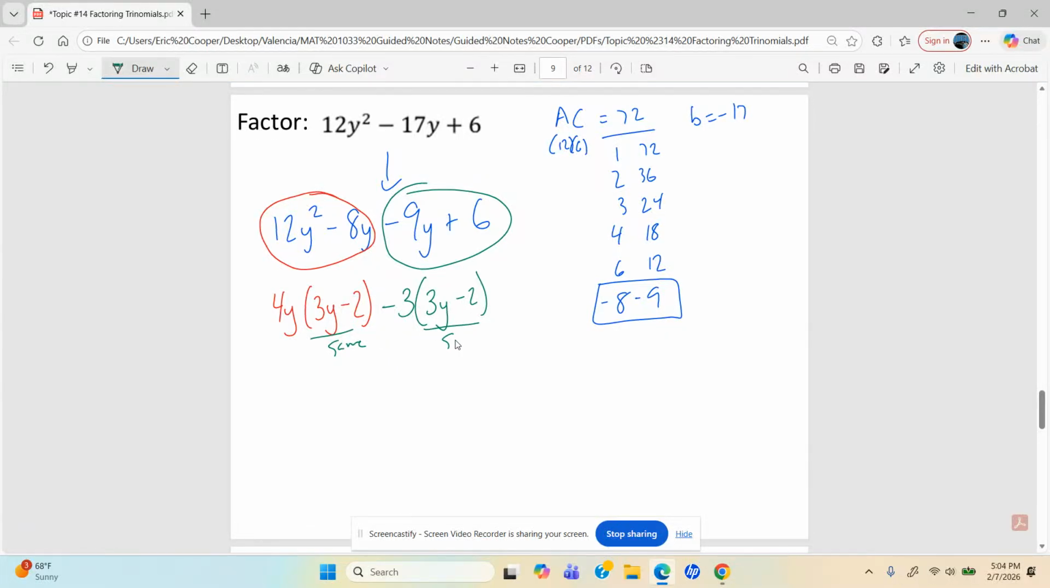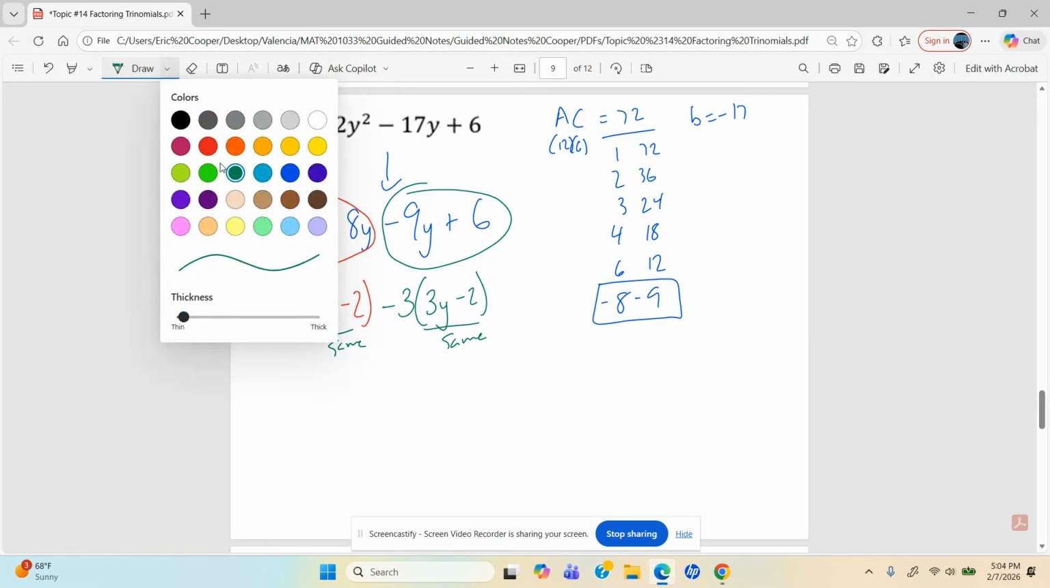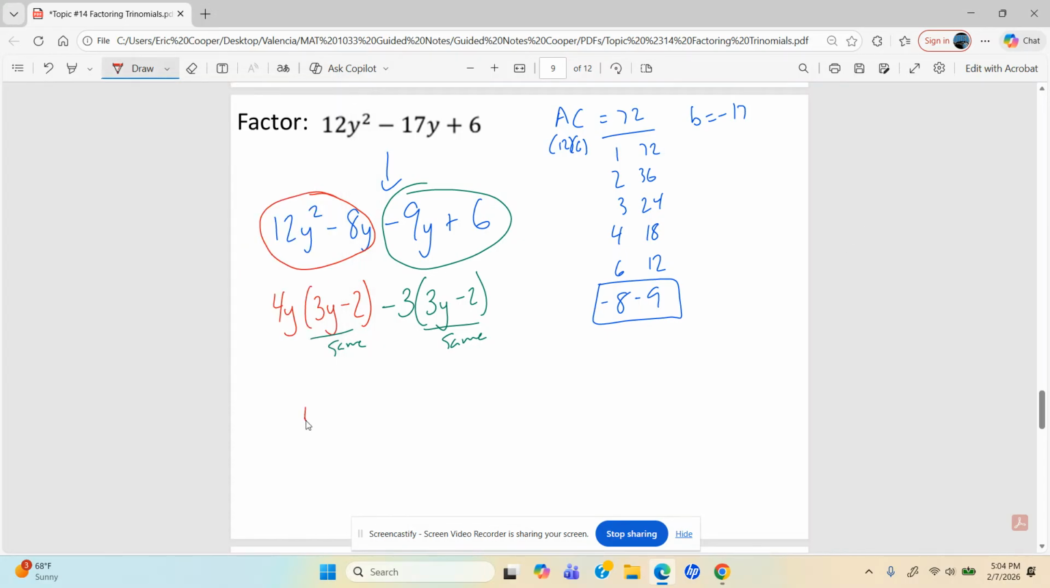Again, these came out to be the same. So my final answer should be 4y minus 3, and then 3y minus 2. Remember, we're just taking the outsides and putting them into one, and the ones that are the same and putting them into the other one.